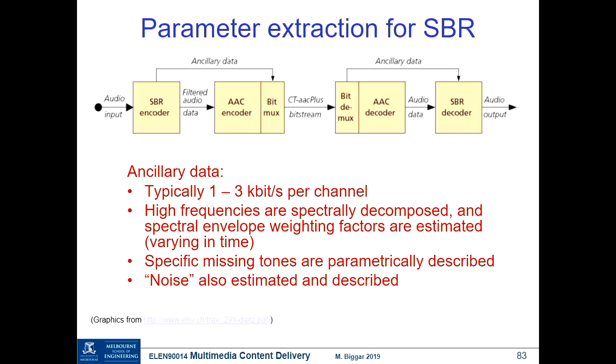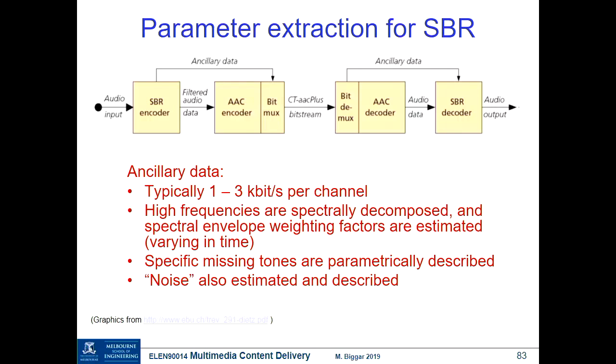So then we've got a little bit of extra data that we've multiplexed into the bit stream, but if we pull that off at the decoder, at the receiver, sorry, we use the AAC decoder on the low frequency audio, and then the SBR decoder at the end there uses that ancillary data that parametrically describes the missing tones to reconstruct an approximation of those high frequencies. So it tries to estimate or describe the spectral envelope of the high frequency components without having to actually encode them.